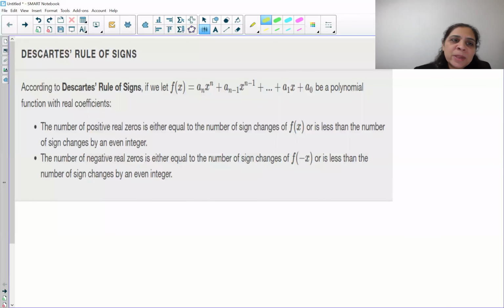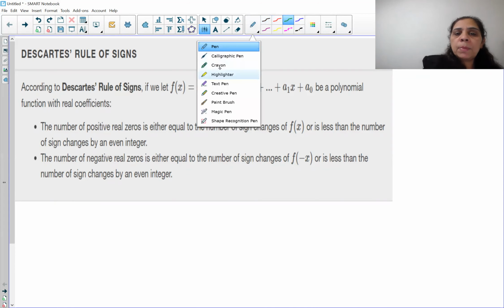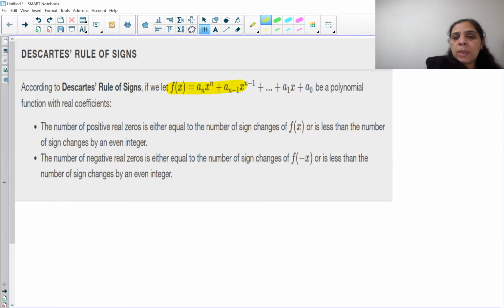Hello everyone. So in this video, we will learn Descartes' rule of signs. By this rule, we can decide how many possible positive real zeros or how many possible negative zeros we will get from any polynomial. So what does this rule say? My first step: my given polynomial must be in descending order.